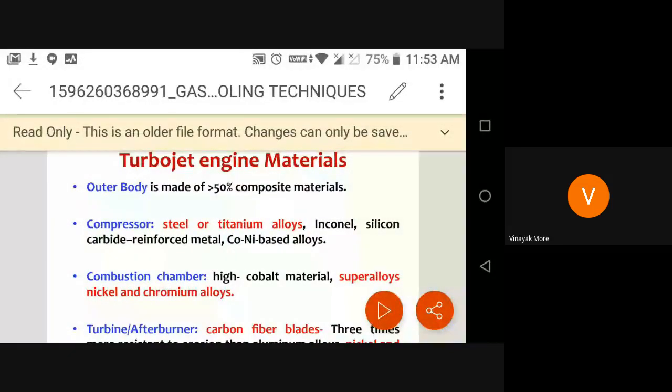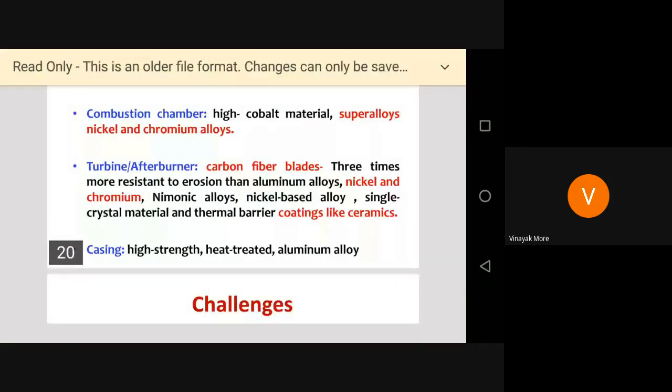Then for the combustion chamber, we have the superalloys of nickel. This nickel chromium is very important for high temperature applications, where it can withstand high temperatures and long runs of the engines. Next are the very hot chambers like the turbine and the afterburners. Here we can go for carbon fiber blades coated with ceramics, or alloys with nickel chromium, and also ceramic coating. This ceramic coating is very important. In the maintenance stages, they will apply the ceramic coating again and again so that the blade life can be increased.